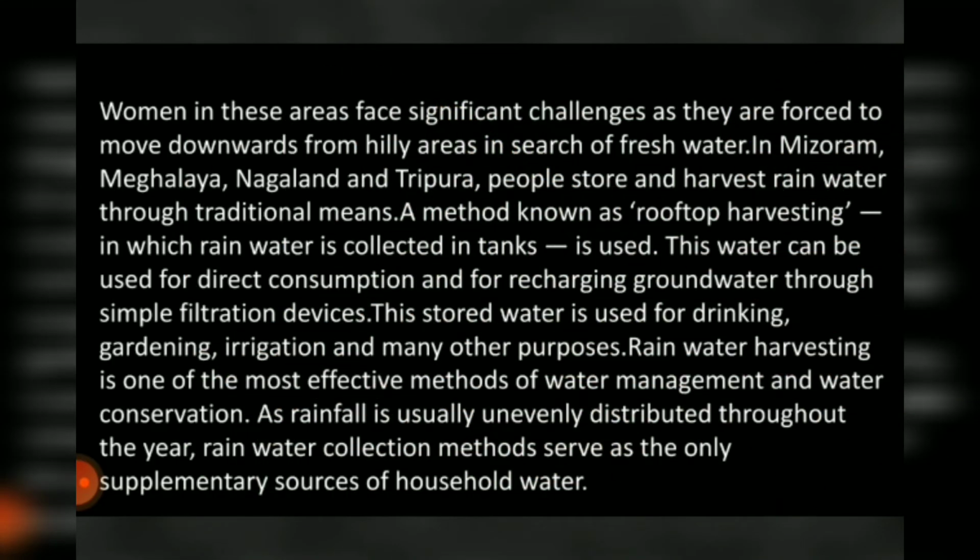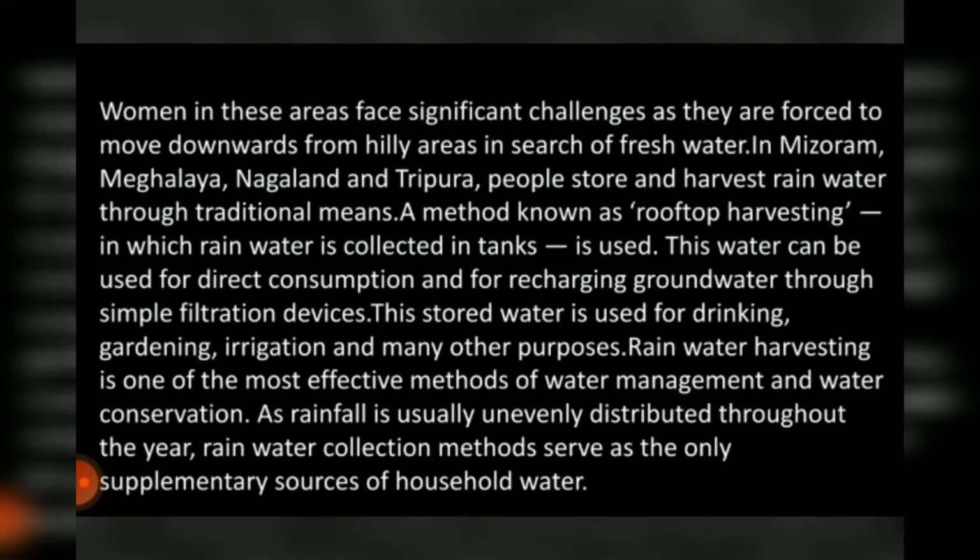Women in these areas face significant challenges as they are forced to move downwards from hilly areas in search of fresh water. In Mizoram, Meghalaya, Nagaland, and Tripura, people store and harvest rainwater through traditional means. A method known as rooftop harvesting, in which rainwater is collected in tanks, is used. This water can be used for direct consumption and for recharging underground through simple filtration devices. This stored water is used for drinking, gardening, irrigation, and many other purposes.